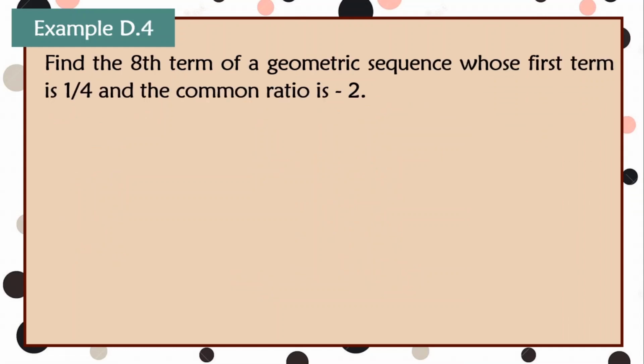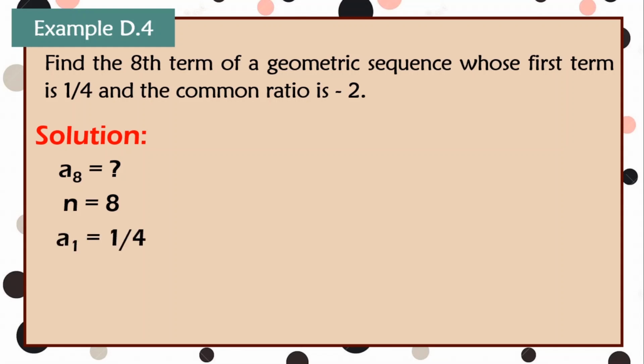Next, find the eighth term of geometric sequence whose first term is 1/4 and the common ratio is negative 2. So that is the same example as number 3. So again, for our solution, eighth term or a sub 8 is unknown and n is 8. So that is the subscript number for the unknown term. And first term is 1/4 and r, the common ratio is negative 2.